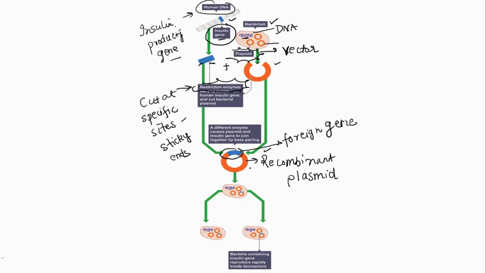Okay. Now, you have genetically engineered the plasmid. Now you put it back into the bacteria. Okay, because you want to produce the product. The product will be produced when the genes are expressed. So you have genetically modified the plasmid. The plasmid is introduced into the bacteria. And this is called transformation.